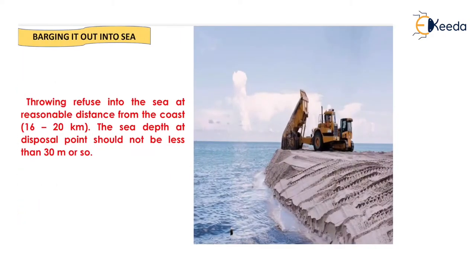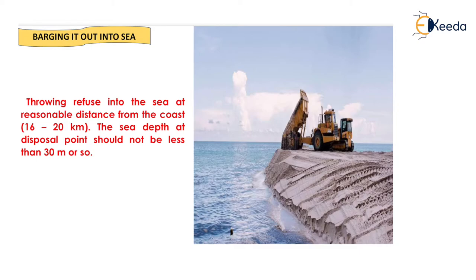Now, the next process will be the barging it out into sea. In this method, we will dispose all the refuse into the sea from a distance of 16 to 20 kilometer from the coastal areas, and at that place the minimum depth of sea must be 30 meter or so. Otherwise, we need to move to some more distance where the depth is greater than 30 meter. We need to dispose that refuse into that seawater.